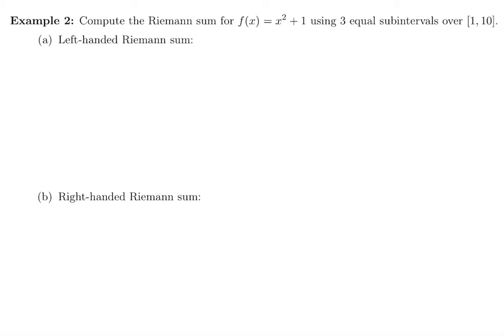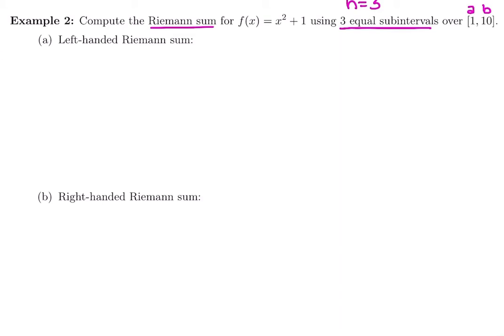Let's do a Riemann sum where we do not have a graph to draw on and look at. So we're going to compute the Riemann sum for the function x squared plus 1 using 3 equal subintervals. So n is 3, and we're on the interval from 1 to 10. We're going to do it left-handed and right-handed and compare those answers.